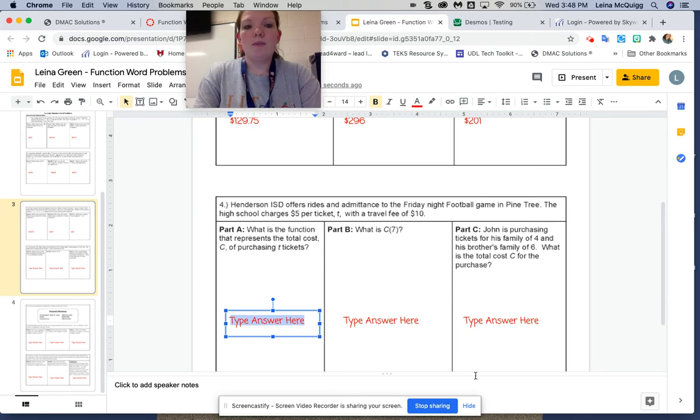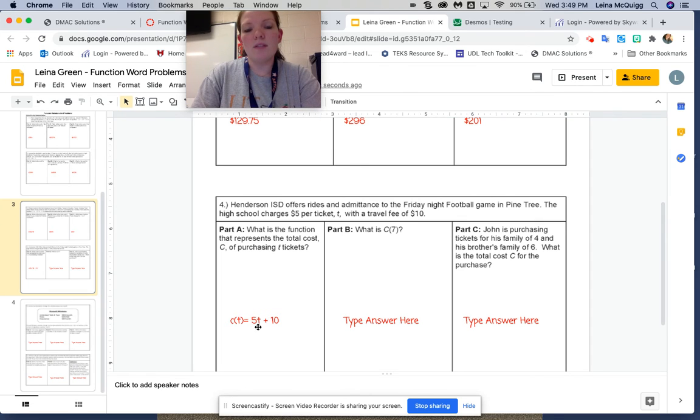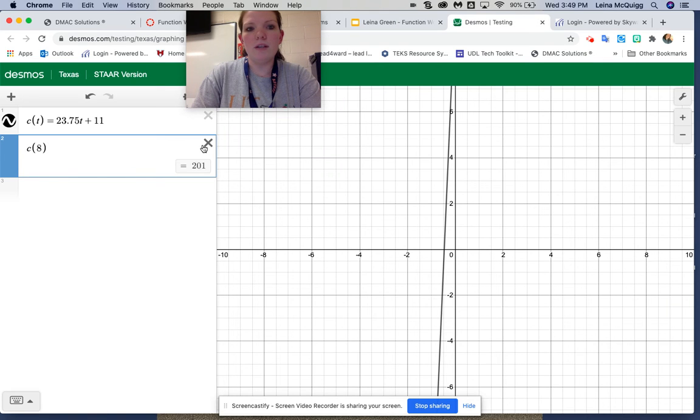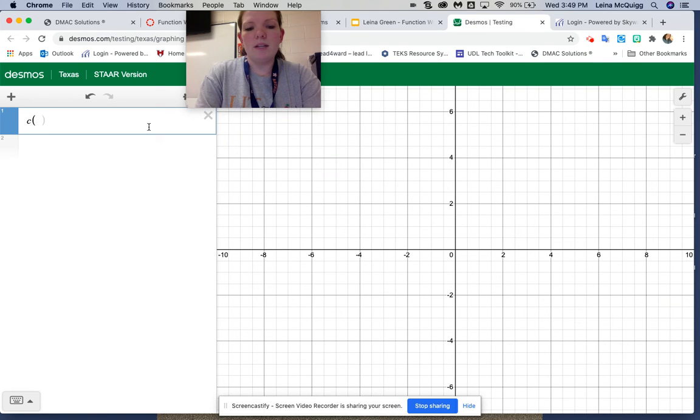Okay, so I'm going to write this function. I'm going to say C of T, because we're saying the total cost C of the number of tickets T equals, well, I'm going to pay how much per ticket? I'm going to pay $5 per ticket, so 5T. And I have to pay $10 for the travel fee. So here's my equation. Over here in Desmos, I'm going to clear things out. I'm going to say C of T equals 5T plus 10.